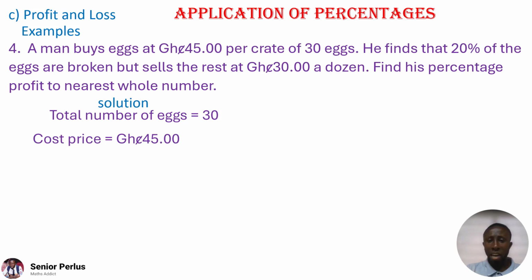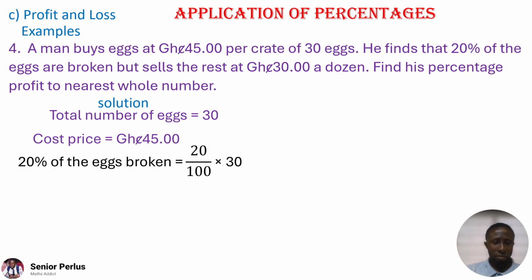he finds that 20% of the eggs are broken. So we have to get 20% of the eggs that are broken. The eggs are what? 30. So we have 20% of the eggs, so it means that 6. So 20% of the eggs are broken, meaning that 6 are the ones that are broken. So it means that 20%, 6 eggs, is broken. That's what the question is trying to tell us. He found that 20% of the eggs are broken, meaning that 6 eggs are already broken.